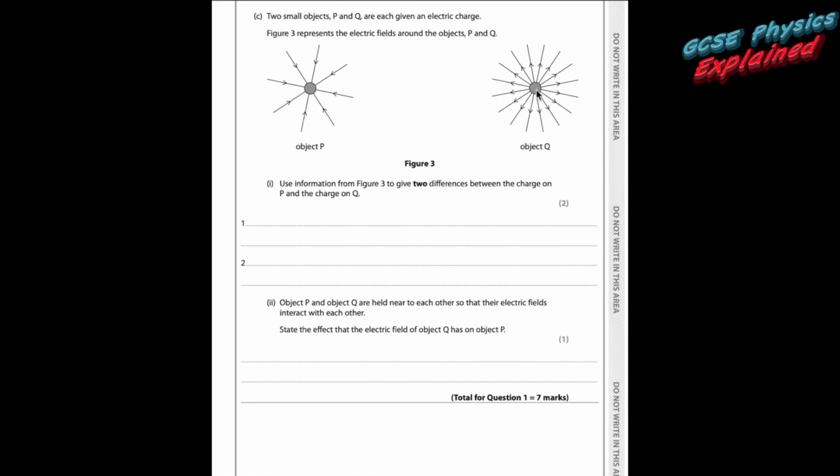Well, the charges always come out of the positive, so that must be a positive charge, and the charges go into the negative. And you can also say that the charges on here must be bigger because the lines are closer together. It's the same for an electric field, which is what this is, as it is for a magnetic field. When the field lines are closer, it means that it's a stronger field, which must mean that this charge is greater.